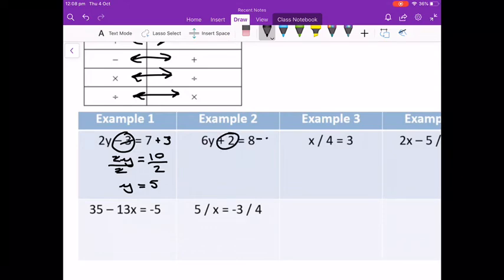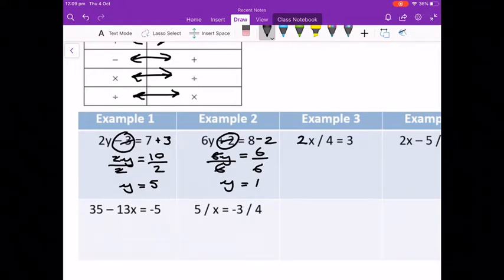2y plus 2 equals 8. Plus 2, I'm going to take it and put it on the other side and do the inverse operation. 6y equals 6. We divide it by 6 because we only want 1y. And 6 divided by 6 equals 1. Let's make that a 2.